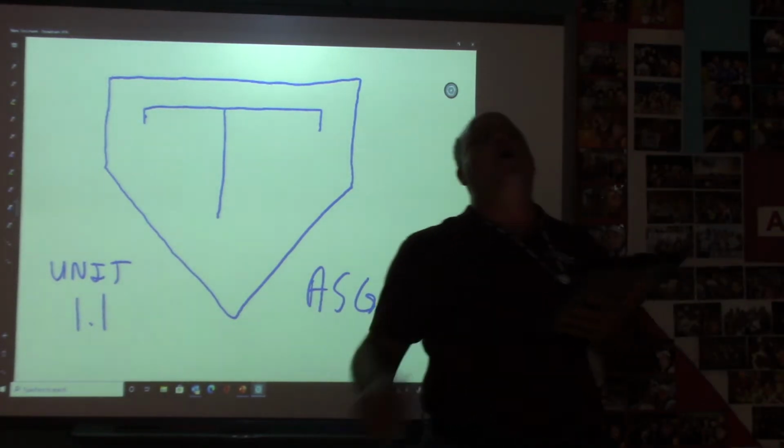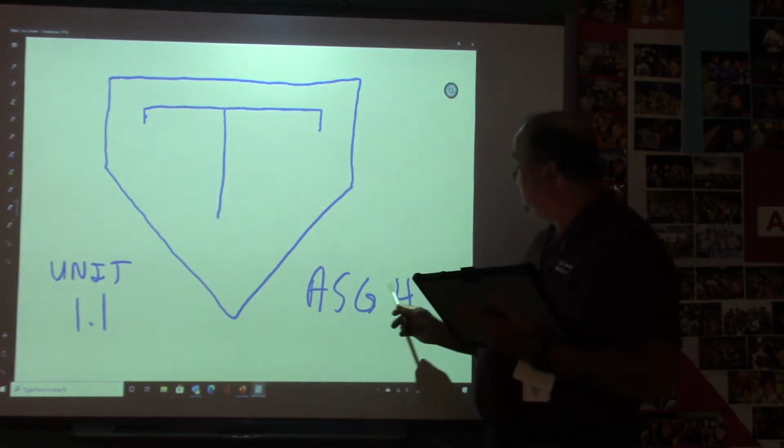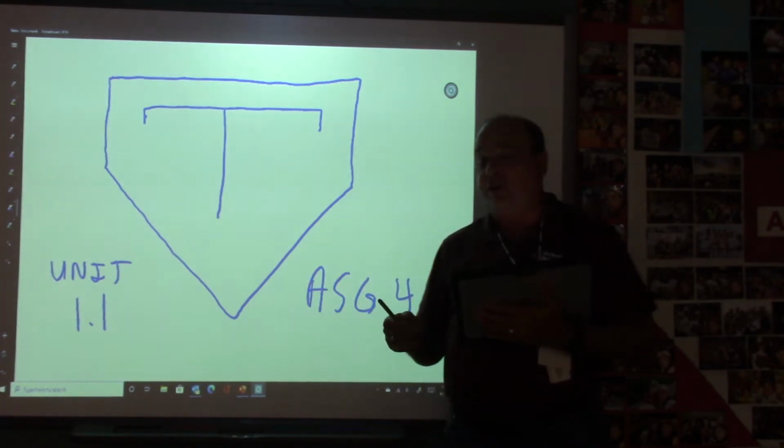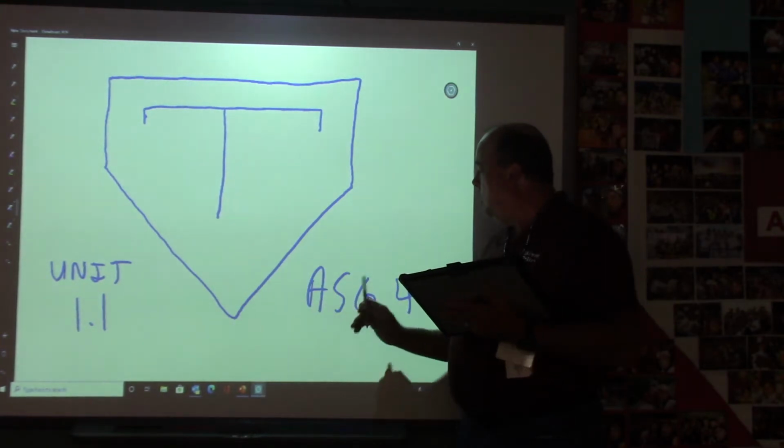Mr. Toops. And we're doing Unit 1.1, Assignment 4. Okay, this will be the last lesson before our first test. First test is just solving equations, okay? So this is Unit 1.1, Assignment 4.